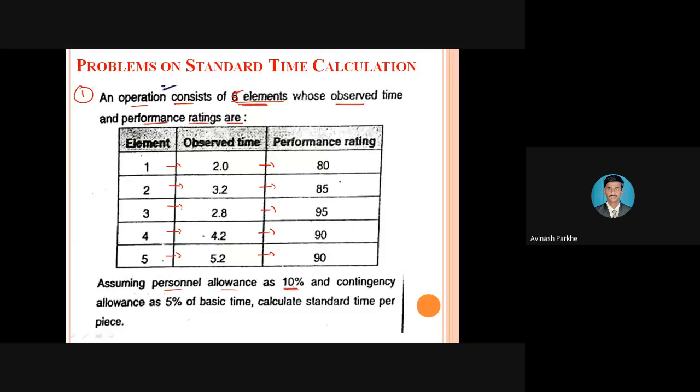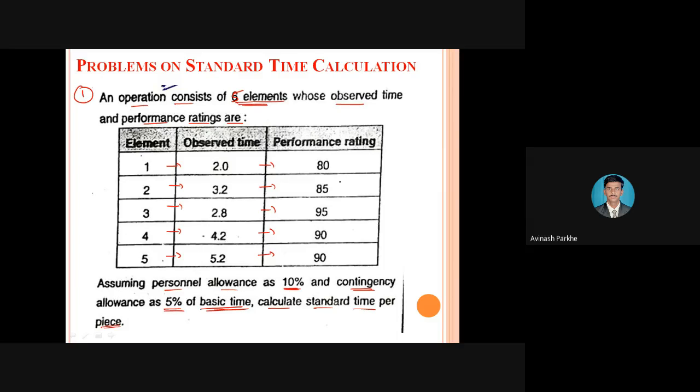Personal allowance means if that worker has to go for drinking water, washing the hands, if he has to satisfy their personal needs, at that time, for those personal needs, 10% allowance will be given, and contingency allowance is given as 5% of basic time. 10% and 5% of basic time. And calculate the standard time as per the piece. So we have to calculate the standard time for these given parameters.